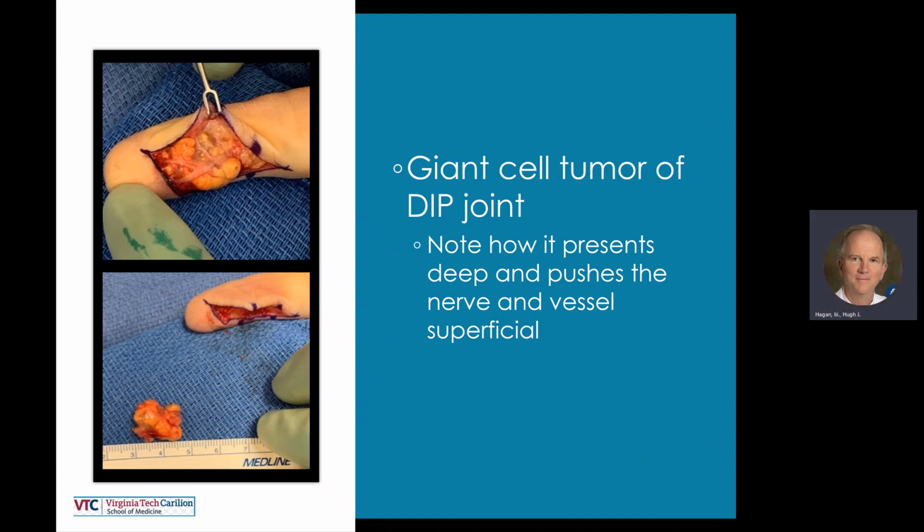You can see in this particular case of a giant cell tumor of the DIP joint, as it grows, since it's growing from a deep location, particularly if it presents volarly, it will carry all of the more superficial structures superficially. So if you're excising a giant cell tumor from the distal finger and there's a volar component, you have to be aware of the fact that the nerve and vessel may be immediately beneath the skin, being pushed up by the cyst, by the mass itself.